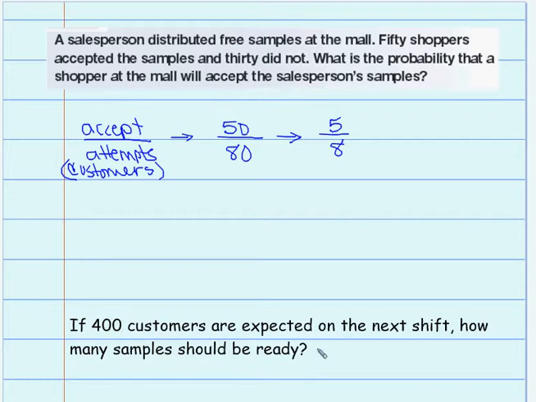Now answer this question. If 400 customers are expected on the next shift, how many samples should be ready? Well, 5 out of every 8 will take a sample, and if we're expecting 400, then how many samples do we need? So this would be times 50. So we should have 250 samples ready to go. Okay, so not only are statistics or experimental probability used in sports, they're used in business as well.